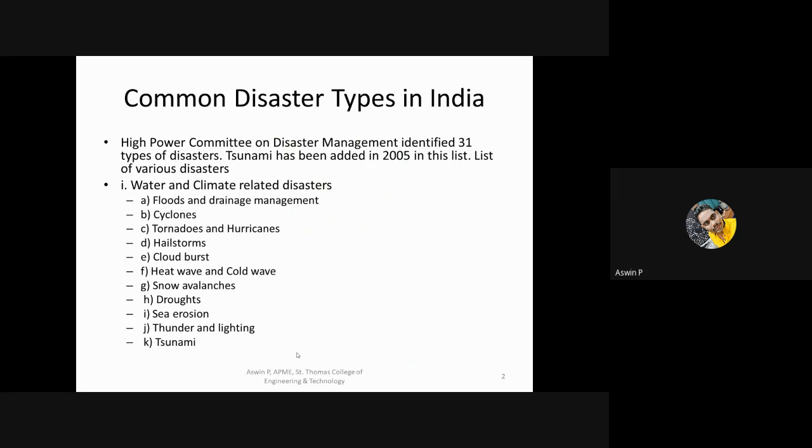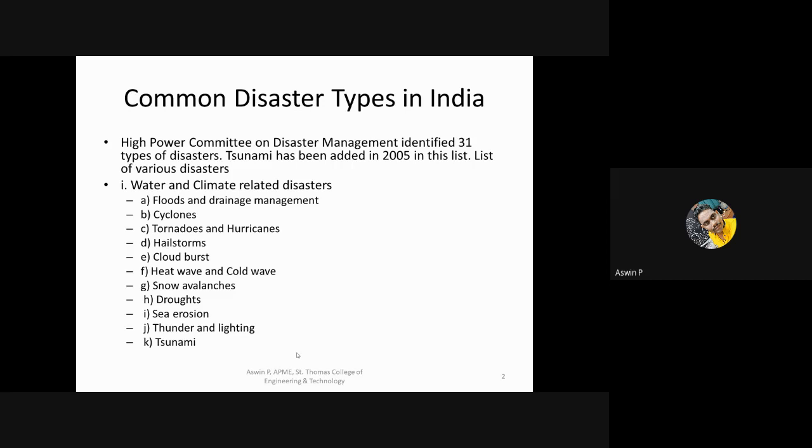They may be classified into various categories that include water and climate related disasters, mud overflow like land issues, then accidental issues, then biological disasters. Everything is classified in different categories. Altogether, we will get 31 disasters as recorded in India. First of all, we will discuss the first category, that is water and climate related disaster. Please note down all these points.